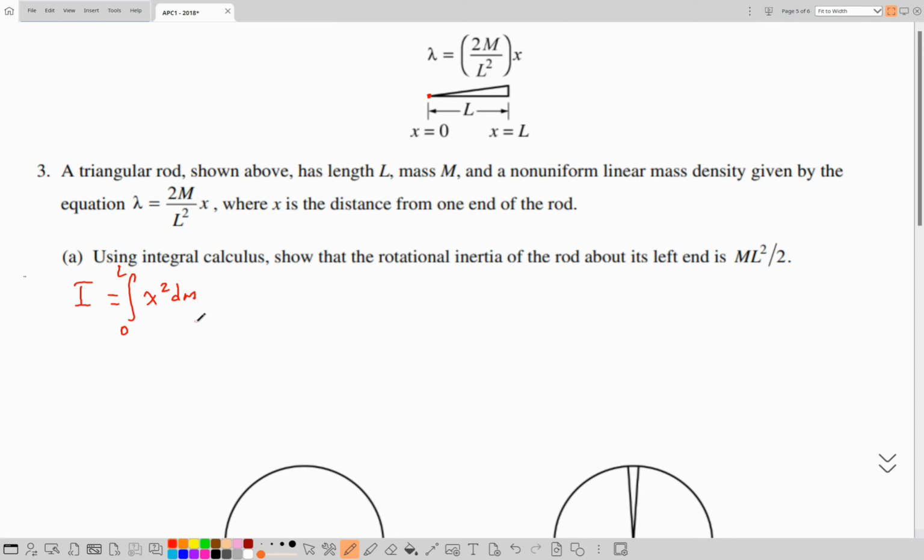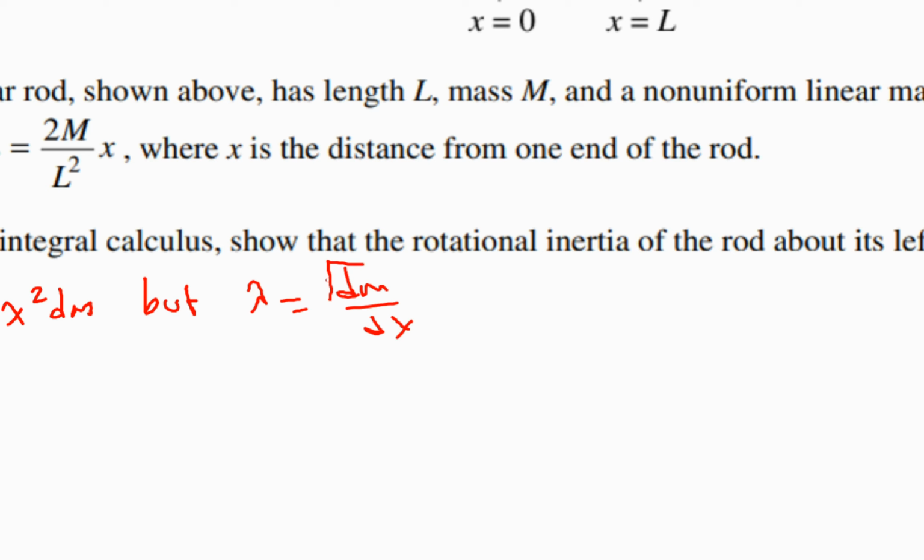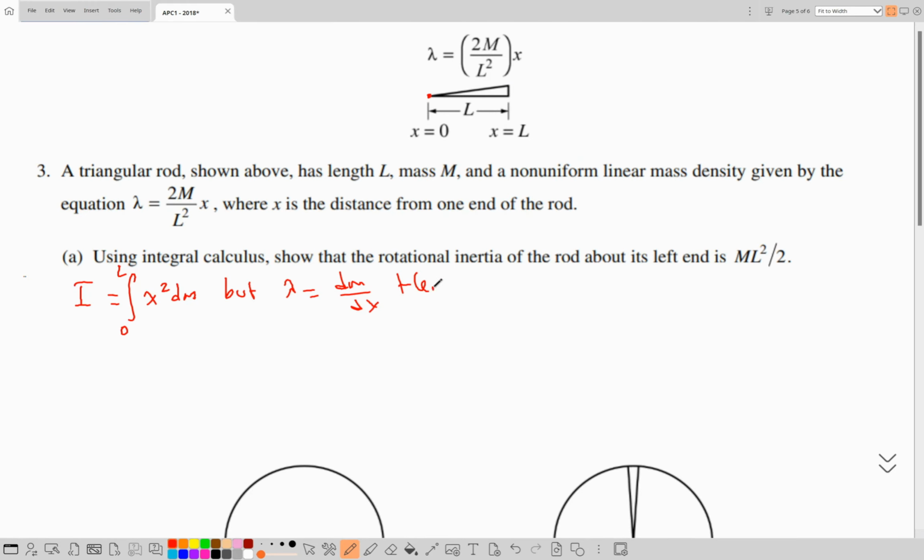Now the next thing is to unify the variables, and this is done by considering the linear mass distribution. So we can say that lambda is given by dm by dx, and we're interested in determining the differential mass. Then in this case, the differential mass is given by lambda dx, and lambda is given by 2M divided by L squared times x, multiplied by dx. Then the integral I from 0 to L of x squared times 2M divided by L squared times x dx. Now 2M over L squared can be dragged out.